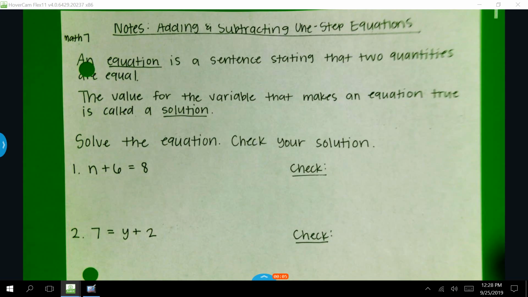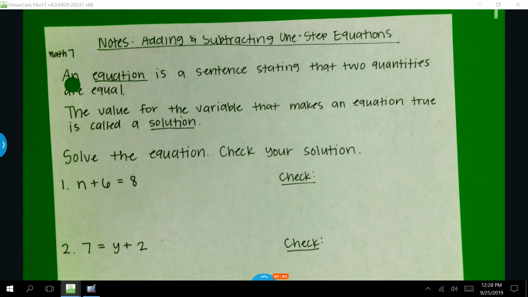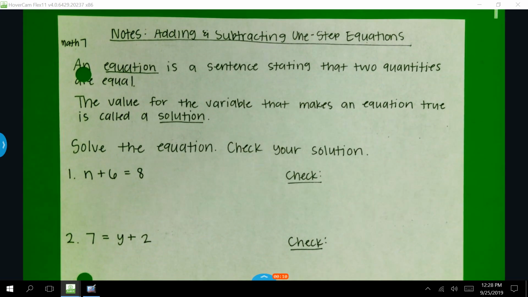All right, we're adding and subtracting one-step equations. So do you think we're going to be multiplying or dividing? Adding and subtracting. No, we are adding and subtracting. So just like it sounds, you are just adding or subtracting.